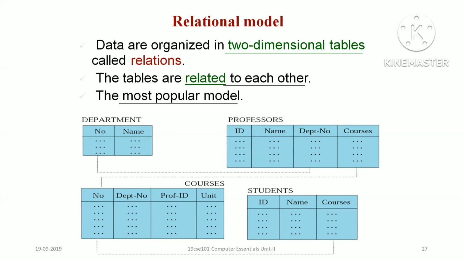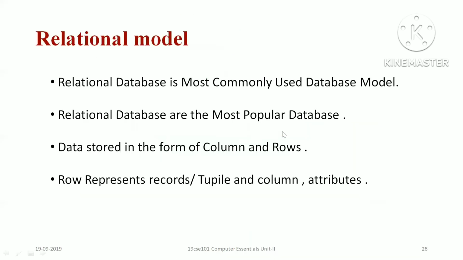Relational database is the most commonly used database model. Why is it used? It is used because it is easy, and we'll read the reason why it is effective after this. Relational databases are the most popular databases. We have talked about the hierarchical model and network model, but the easiest and most popular is the relational database.